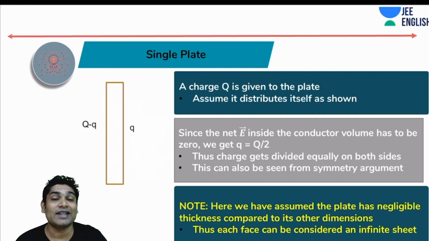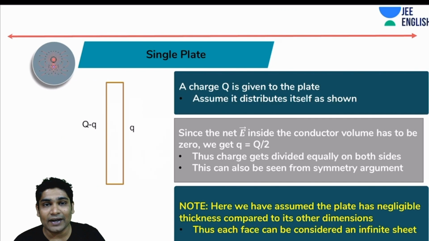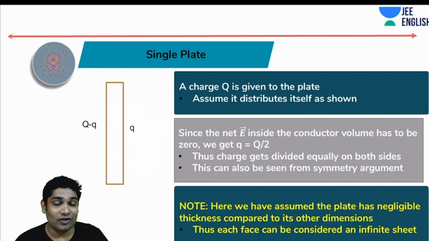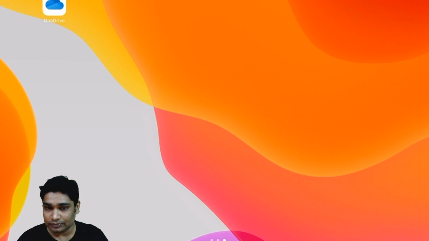Alright, for my first case, I've taken the simplest example of a single plate. The single plate has been given a charge of total capital Q, and we want to see how it appears on the two faces of the sheet.